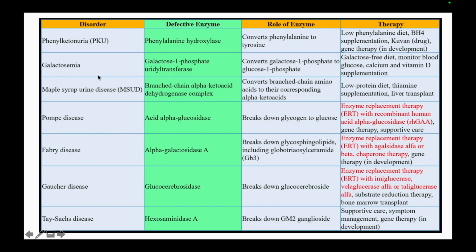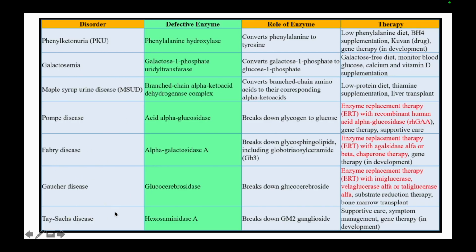Then next is galactosemia. Galactosemia is galactose in the blood. Basically, the body is not able to digest galactose. So people mostly prefer a galactose-free diet, so they will not encounter this galactosemia.